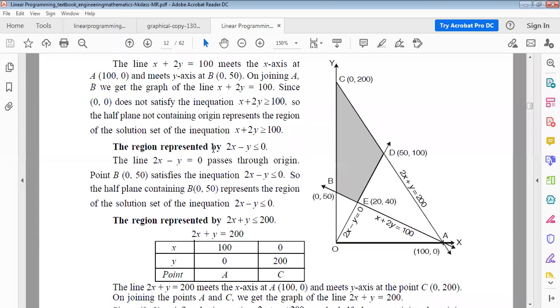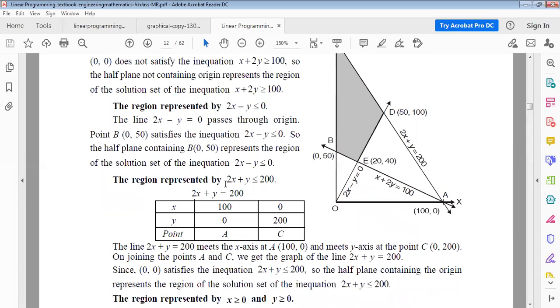Now another region is represented by twice x minus y less than or equal to 0. The line twice x minus y passes through the origin. Remember it. This is the second constraint, of the type y equals mx, passing through the origin. Understand? And there is an intersection point between the first constraint and the second constraint.